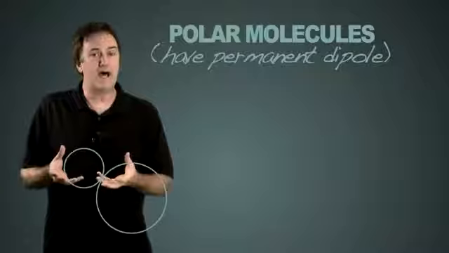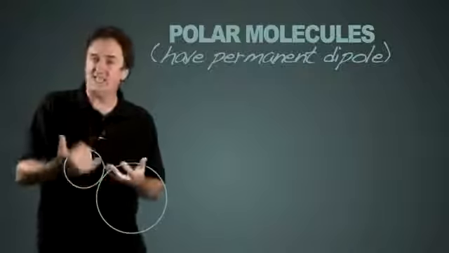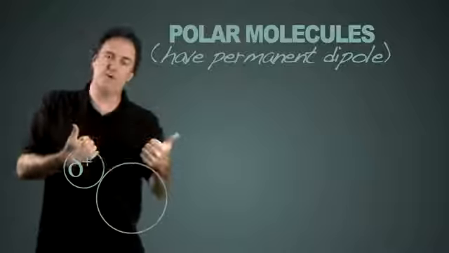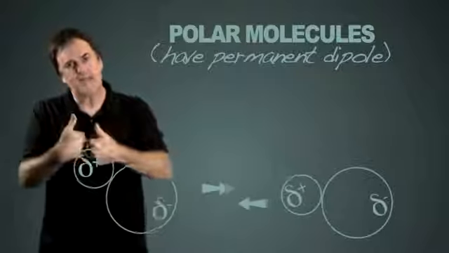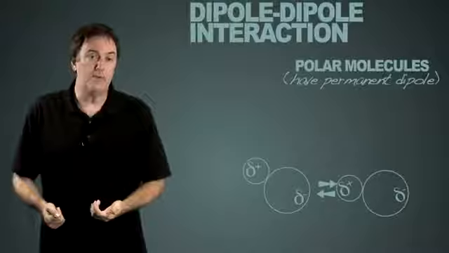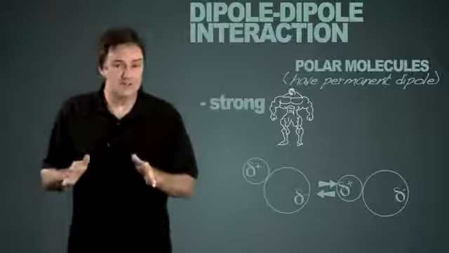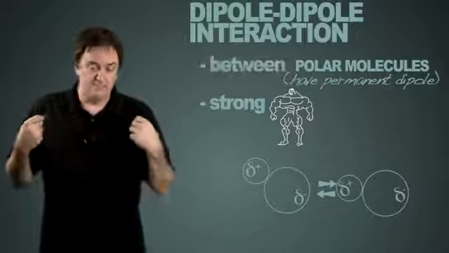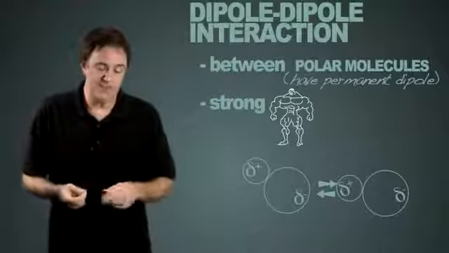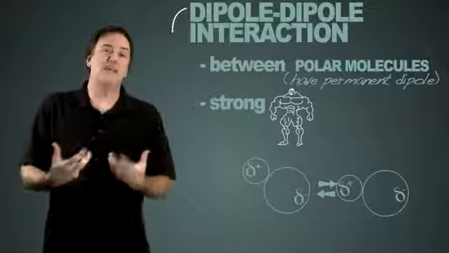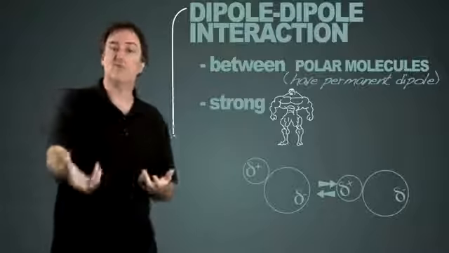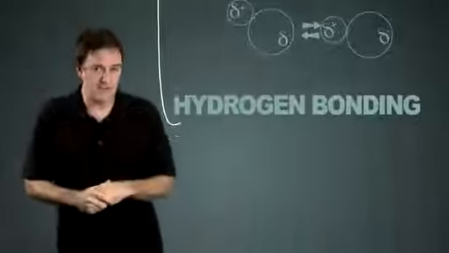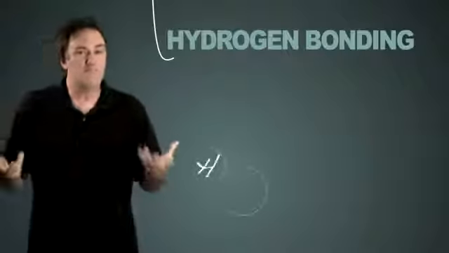And if you have a permanent dipole, you're going to have a setup within the molecule where you always have partial positive, you always have partial negative. And those are going to get together. That's called dipole-dipole interaction, and that is the strongest interaction you can have within a molecule to another molecule. Now we have a subset of that that's actually the strongest version of that. They're even stronger than a regular dipole-dipole. And we call it hydrogen bonding.